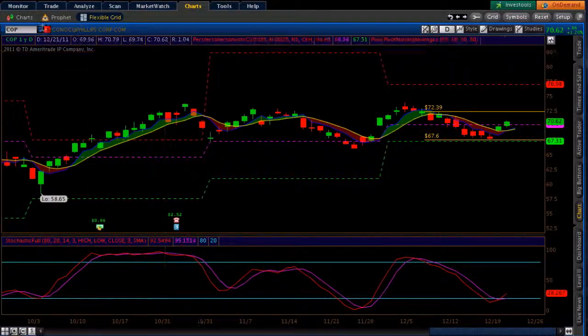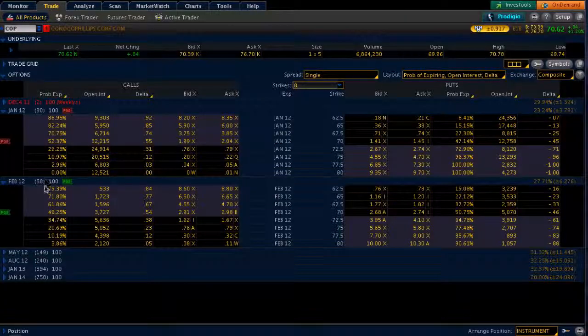And as you can see, I did put on a calendar trade because what I'm doing is I am selling the $70 strike January call and I am purchasing the $70 February call. So I am putting on a calendar spread on this. I am mainly a premium seller. I do like collecting premium.